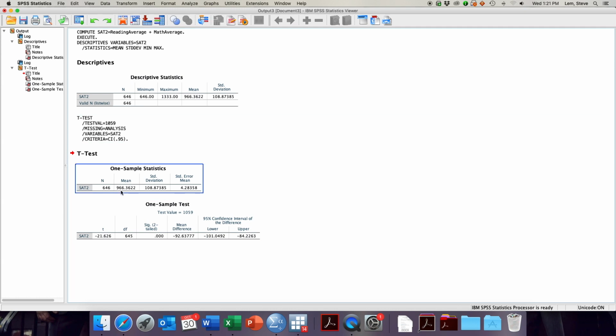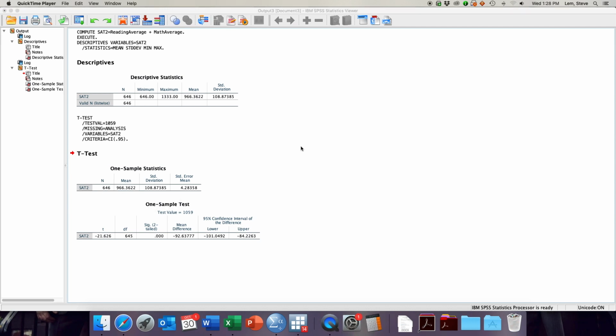We have our mean of 966 and our standard deviation of 109. All the important information for doing our difference of means test is down in this bottom box here. Recall that our null hypothesis is that our sample mean, in this case 966.36, is the same as our population mean of 1059. In other words, the null hypothesis is that Pennsylvania as a state really is no different from the rest of the country when it comes to SAT performance.